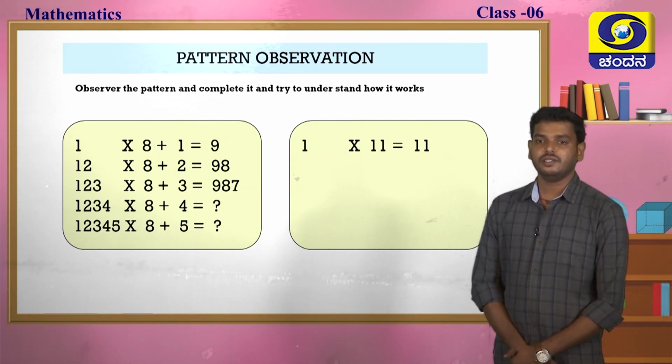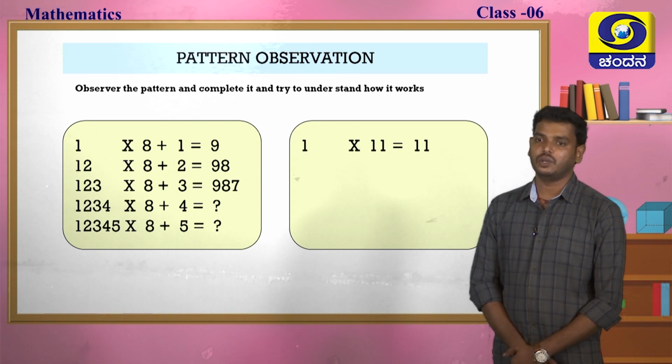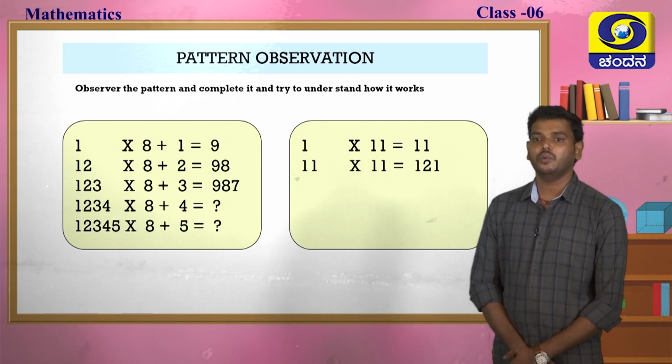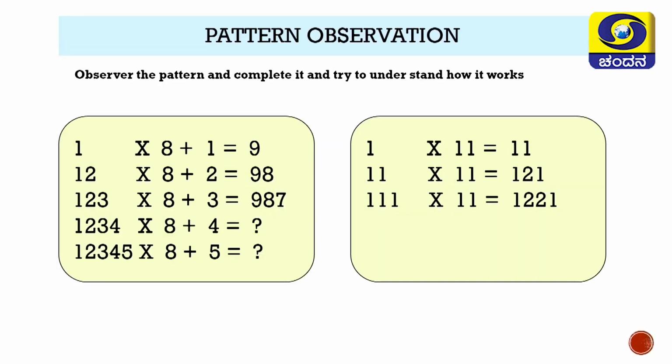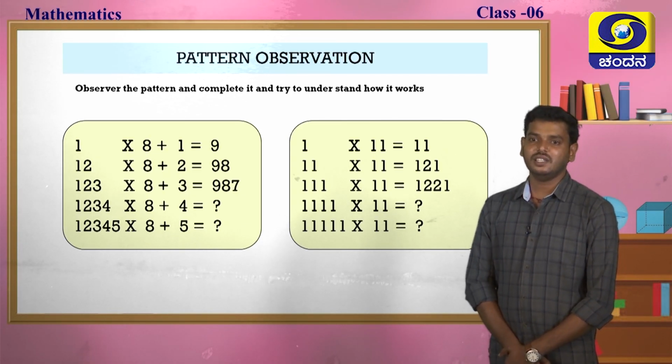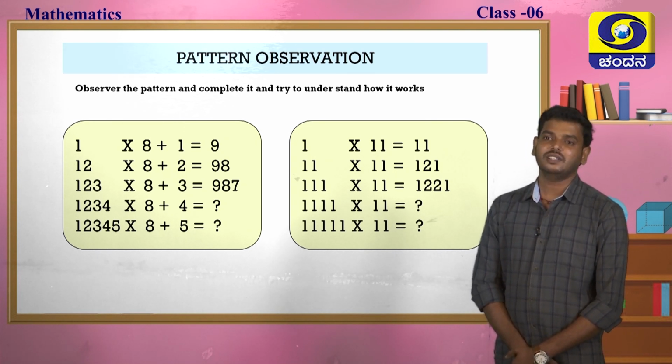Let us go to another pattern. That is 1 into 1 is equal to 1. Correct. Next, 11 into 11 is equal to 121. Next, 111 into 11 is equal to 1221. I hope you have got the pattern. So, the next pattern will be 1111 into 11 is equal to, you have to write the pattern. Next pattern, 11111 into 11 is equal to, you just have to find it. Got it, children? See, patterns are also very easy. Without any calculations, we can find the answers.